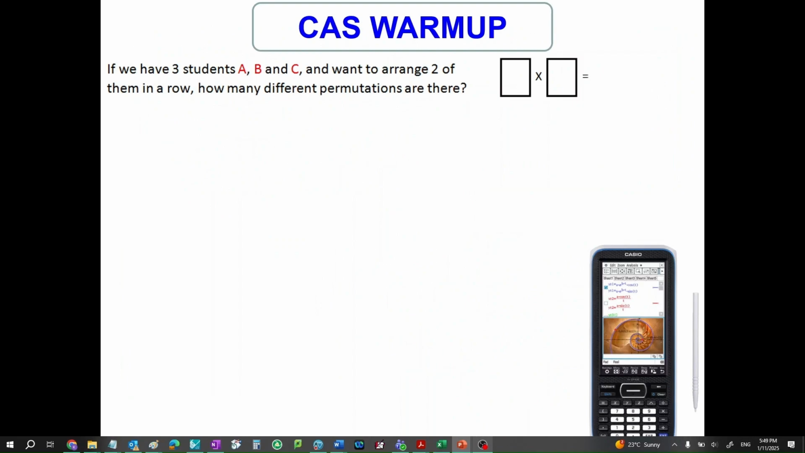Hopefully you've got your CAS handy. We're just going to think about if we have three students, A, B, and C. We want to arrange two of them in a row. How many different permutations are there? So over here, we've got three people that could be in the first spot. That leaves two people that could be in the second spot. That means that there are six possibilities for if we have three students, how can we arrange two of them in a row?